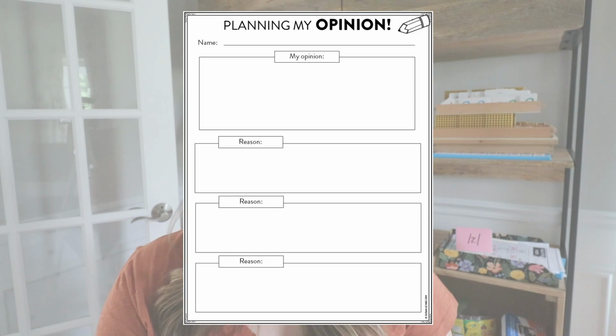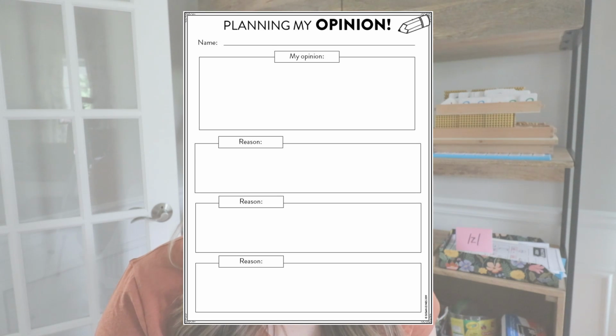Here's an example of the planning my opinion sheet. I have them put their name up there, and then based on grade level, since my club is for kindergarten, 1st, and 2nd grade, I have a space for students to write their opinion, and then I have a space for them to share 1 reason, 2 reasons, or 3 reasons to support their opinion. I also didn't write lines there, which I know might drive some teachers a little crazy, but I do that on purpose because for the planning purposes in K through 2, sometimes our students don't have a direct sentence that they want to write just yet.